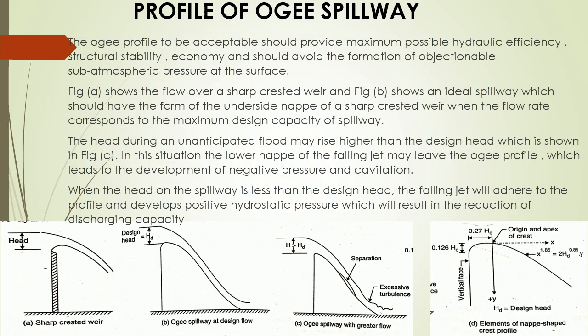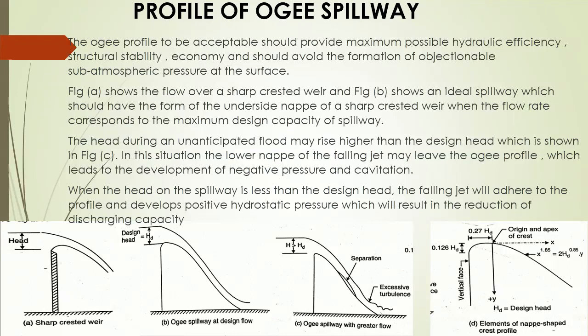Next we have to study the profile of ogee spillway. The ogee profile, to be acceptable, should provide maximum possible hydraulic efficiency, structural stability, economy, and should avoid the formation of objectionable subatmospheric pressure at the surface. Fig A shows the flow over a sharp crested weir and Fig B shows an ideal spillway, which should have the form of the underside nappe of a sharp crested weir.